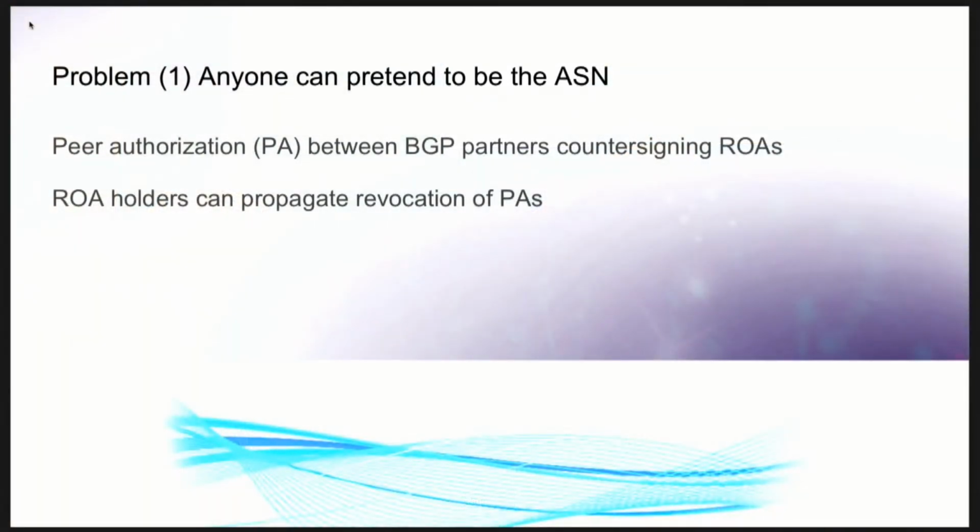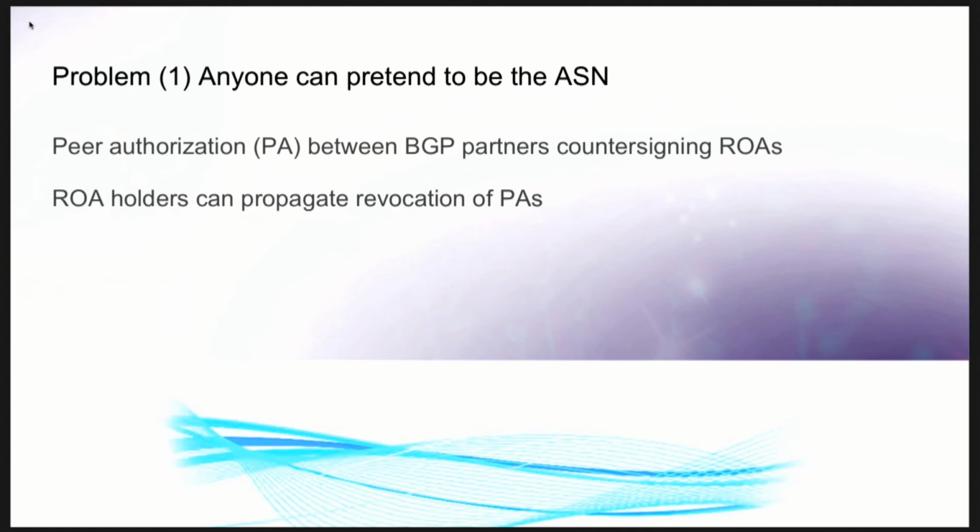And so one of the first ones, since right now anybody can pretend to be any ASN, is a peer authorization between BGP partners, and they can countersign their RIRs so that every time there's a handshake between the two, you know they're trusted.